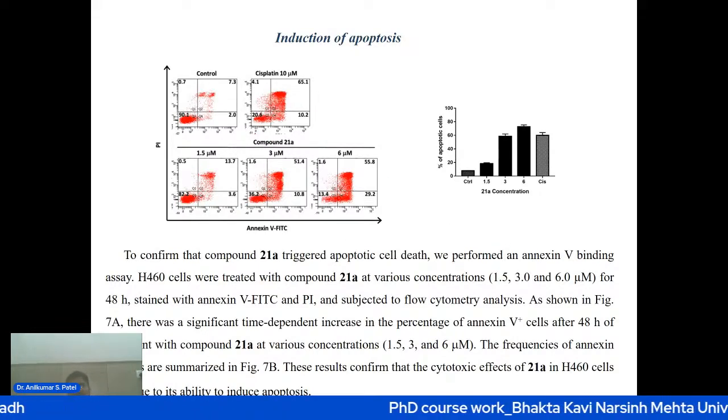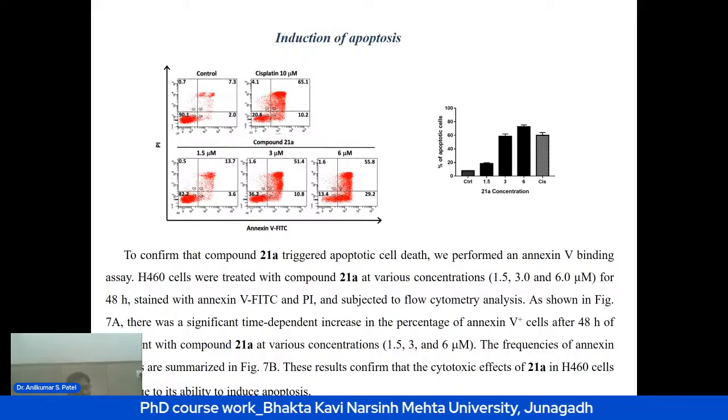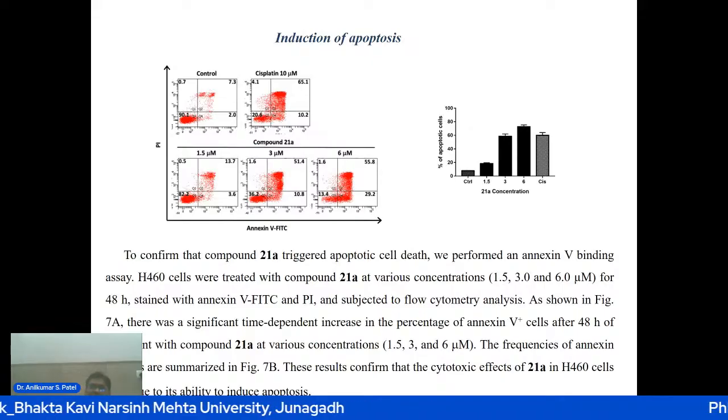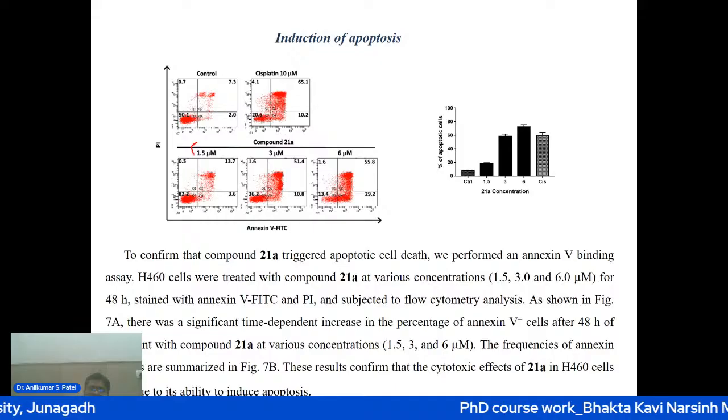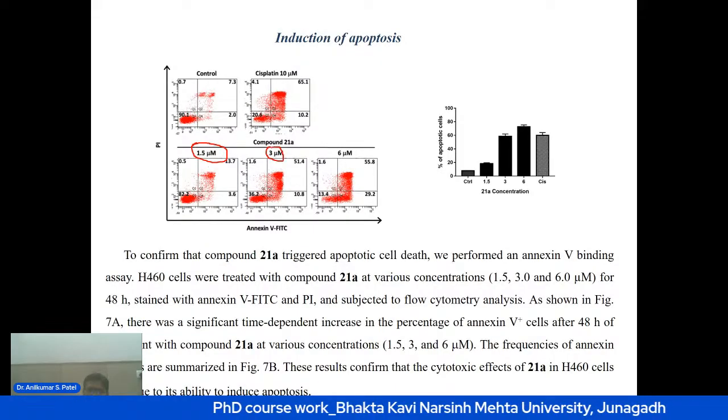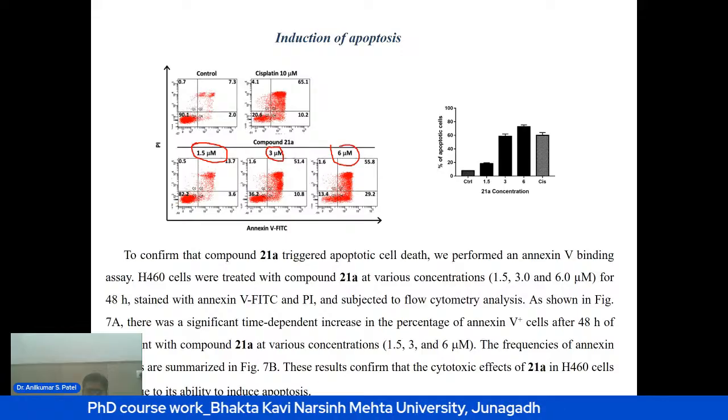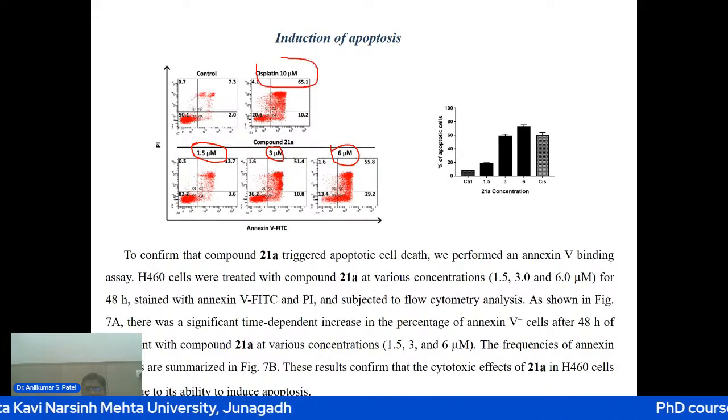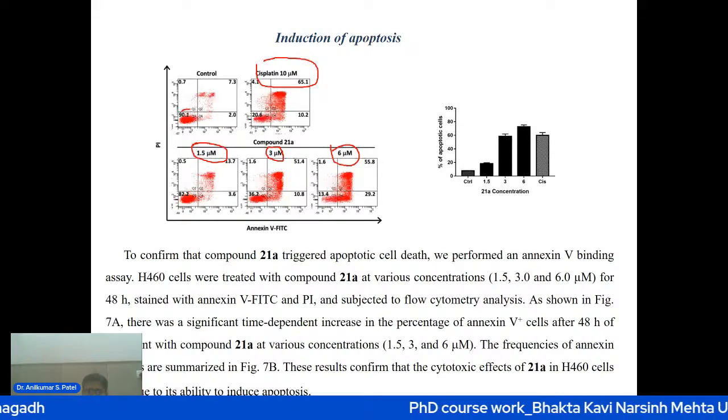Here we took H460, a non-small cell lung cancer cell line, treated with compound 20A at various concentrations: 1.5 micromolar, 3 micromolar, and 6 micromolar. We took cisplatin as the standard drug at 10 micromolar.